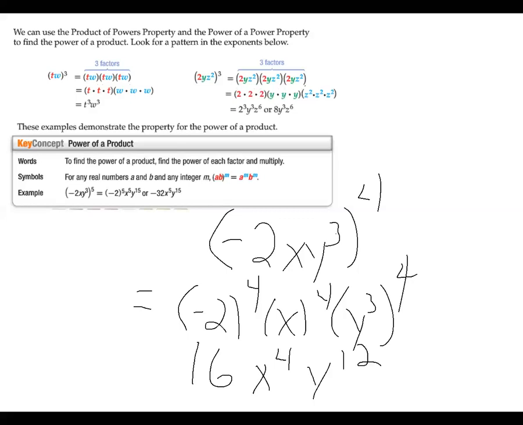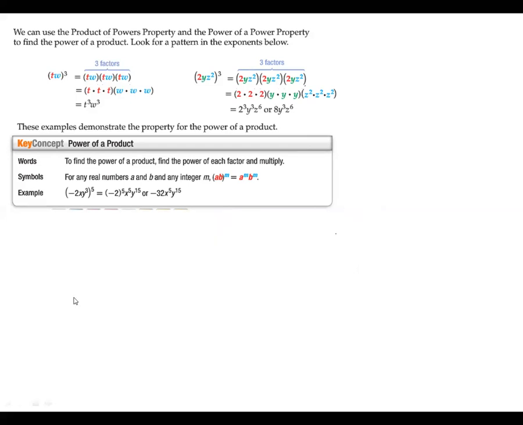Okay, so just be careful with negatives. Remember, a negative times a negative is a positive. So when you're multiplying multiple negatives together or raising a negative number to a power, be careful. The answer is not always negative.